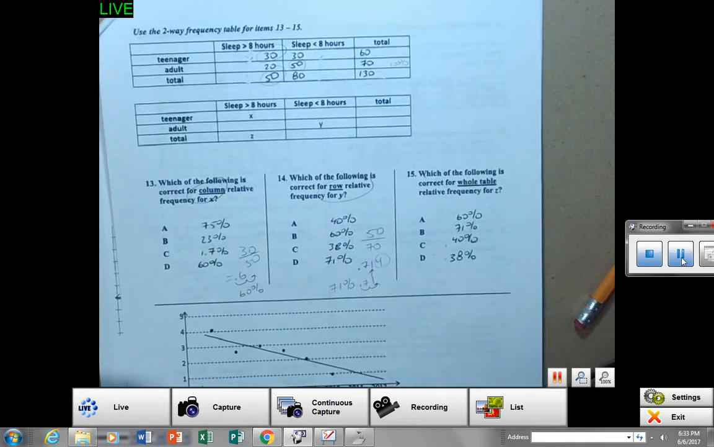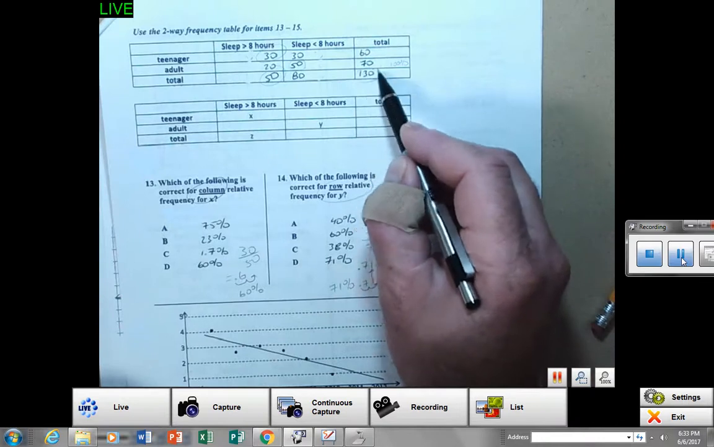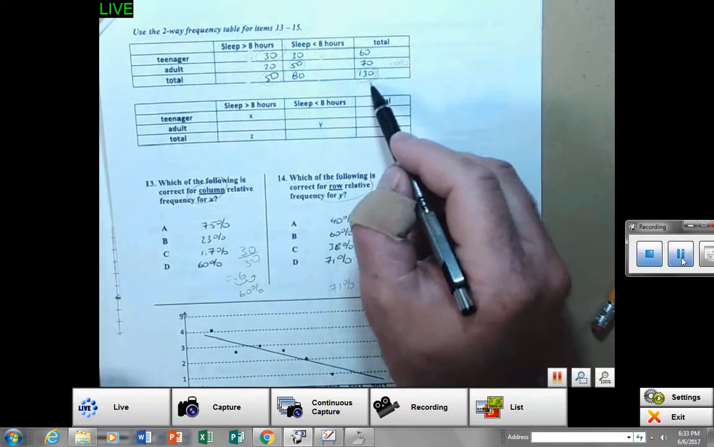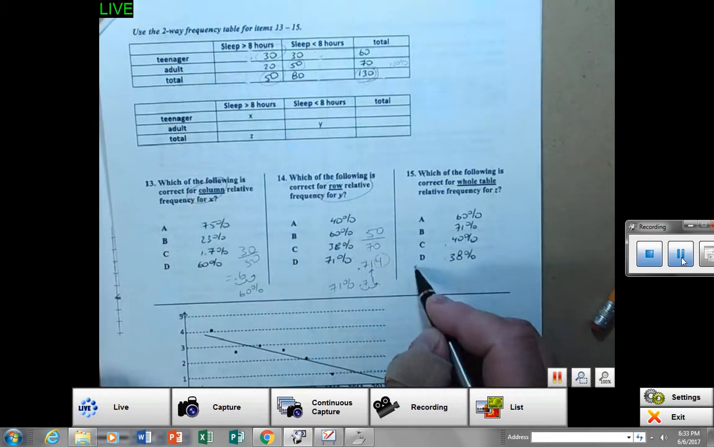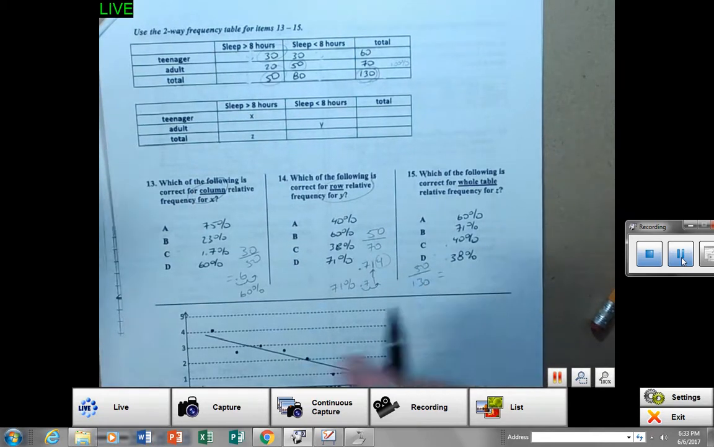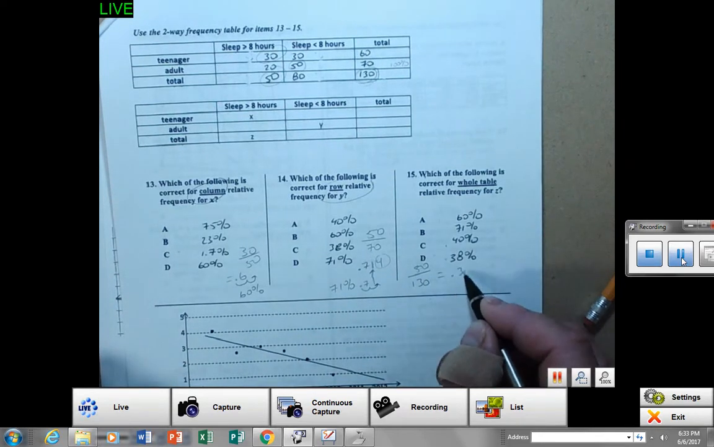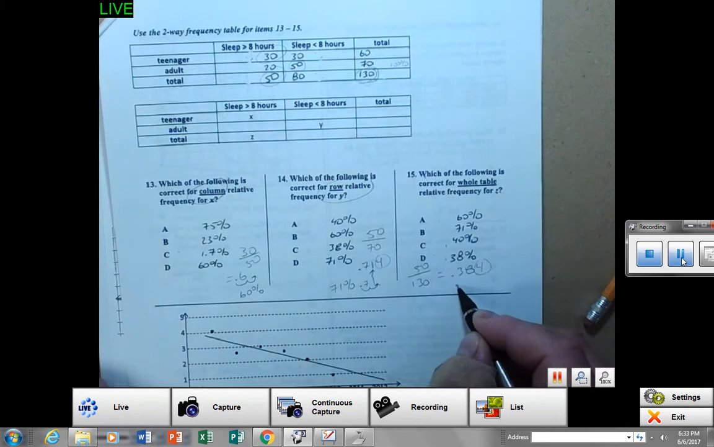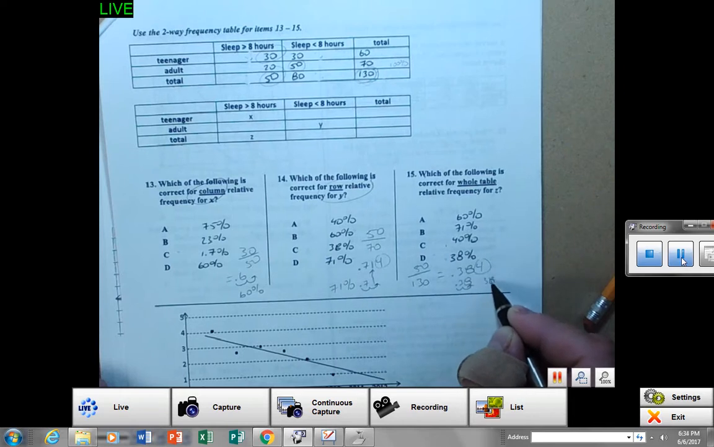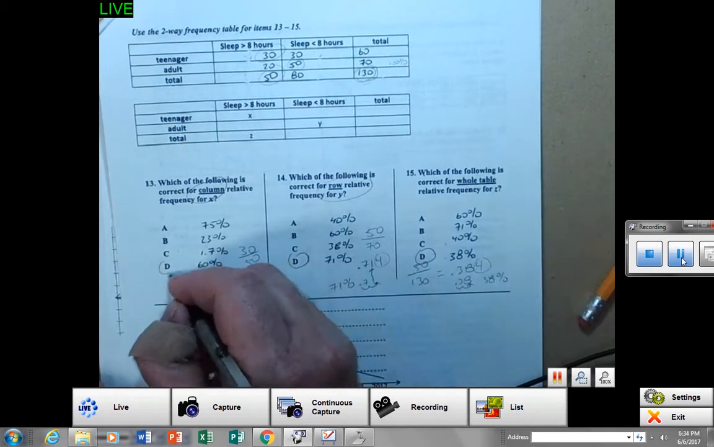All right, next problem. Whole table. The whole table you compare to only this number right here. All the numbers to the whole table's total. So z right here is 50. 50 divided by the whole total 130 gives me 0.384. This is not enough to make that round up, so 0.38. Decimal move twice to the right gives me 38%. So 15 is D, 14 is D, 13 is D.